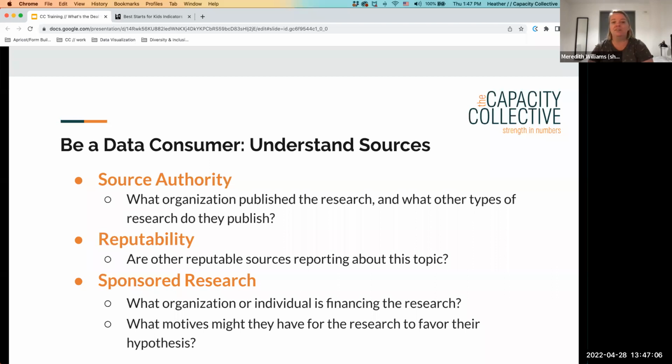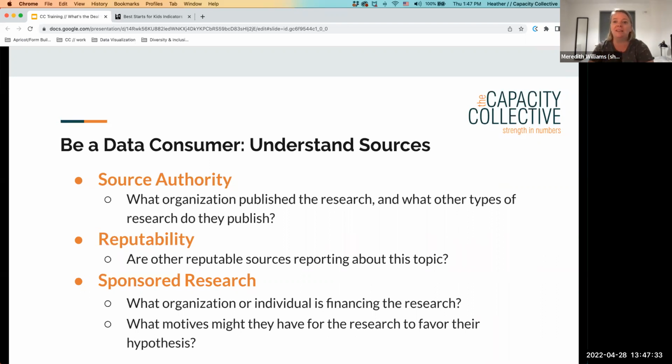Or after years and years of hundreds of studies saying that lesbian, gay, bisexual, and transgender families have great outcomes, a few years ago, there was an article that said there were actually bad outcomes for children with LGBT parents. But when you looked at who wrote the article, they were being funded by an anti-LGBT organization, right? So that source is really important.